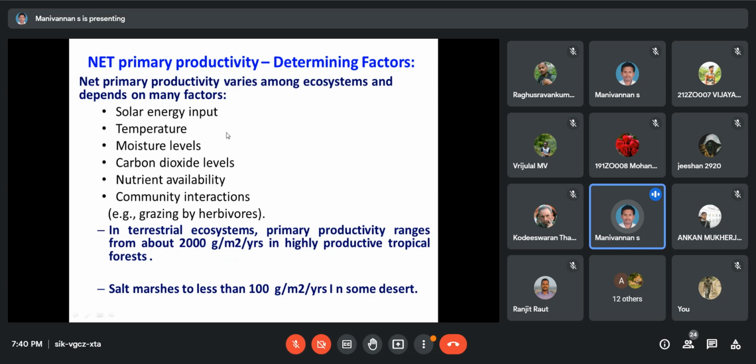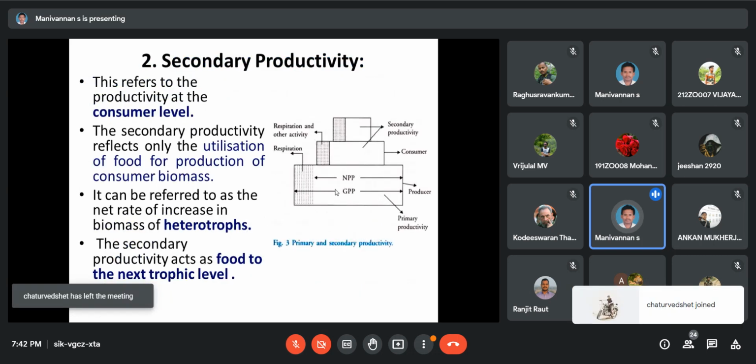The secondary productivity reflects only the utilization of the foods for the production of the consumer biomass. It can be referred to as the net rate increase of the biomass of the heterotroph. The secondary productivity acts as the food to the next trophic level. Next trophic level means producer to the consumer. Up to the producer level, the energy is called the primary production. Primary production entering into the consumer level is called the secondary productivity.